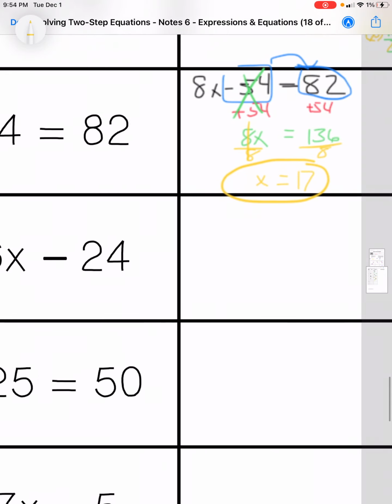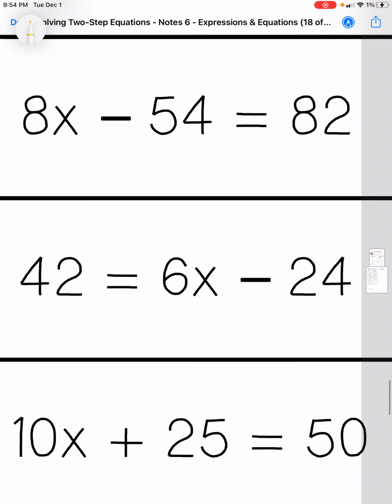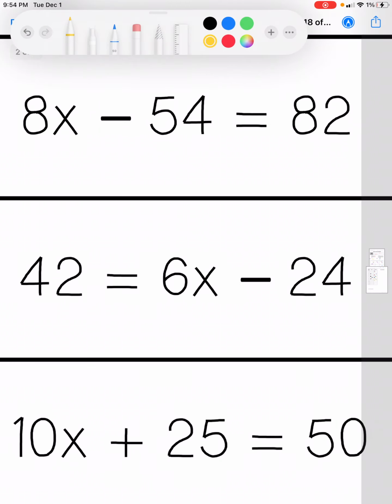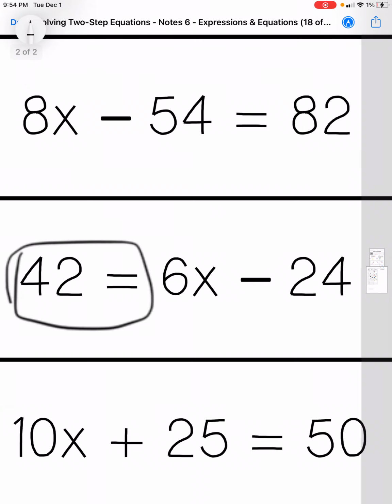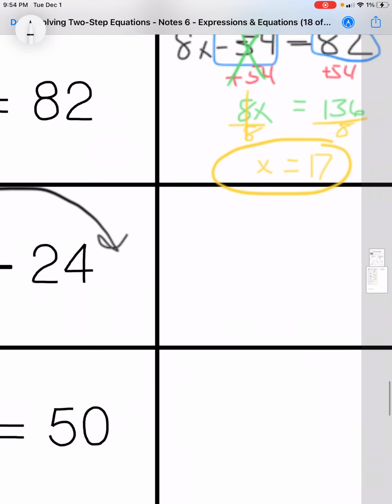All right, moving on. Number 10. The x is on the right side, so when I rewrite it, I'm going to go ahead and flip that. Again, I'm just going to take this part right here and move it to the end. That way, x is on the left. 6x minus 20 minus 24 is going to equal 42.